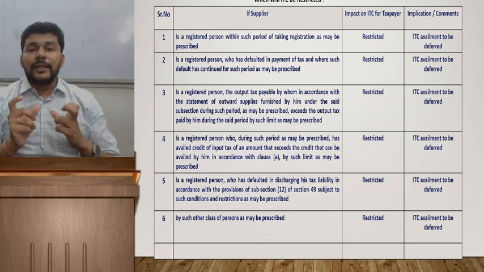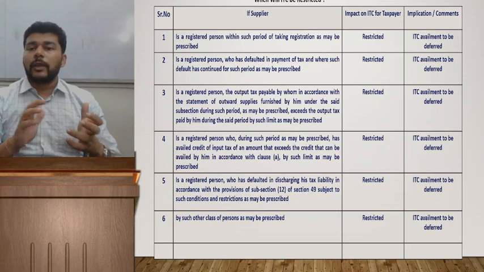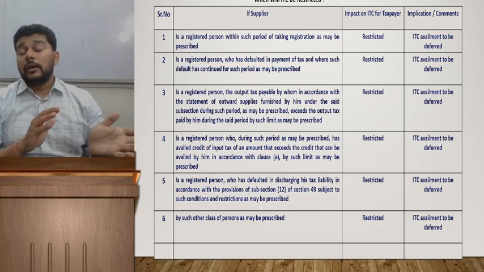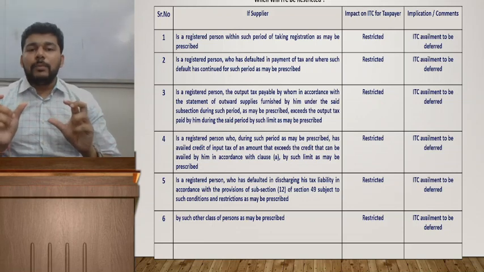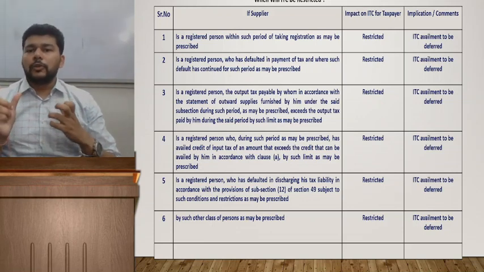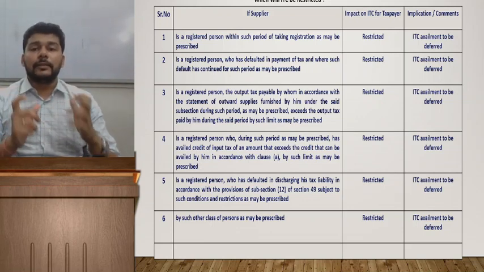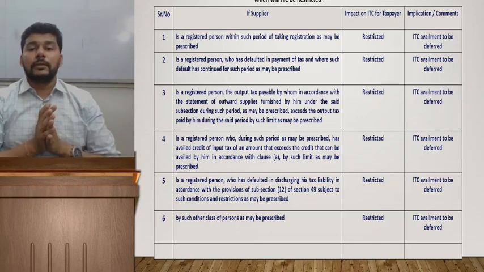Now, does it mean that every newly registered person is going to give you ineligible credits or restricted credits for that matter? The answer is no. Only for the time being, there will be a specific time, probably 3 months from the time he gets registered, during which your input tax credit will be considered as restricted.